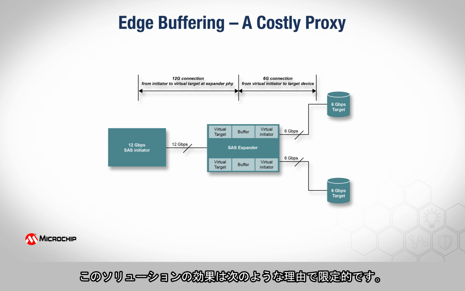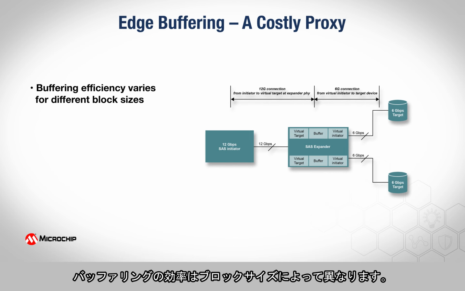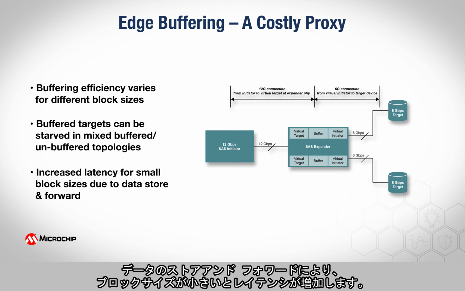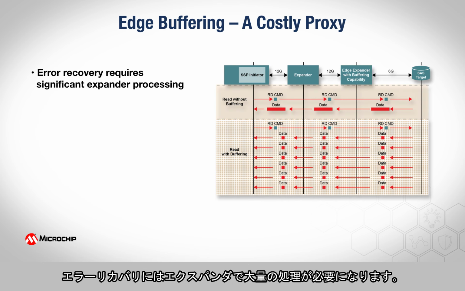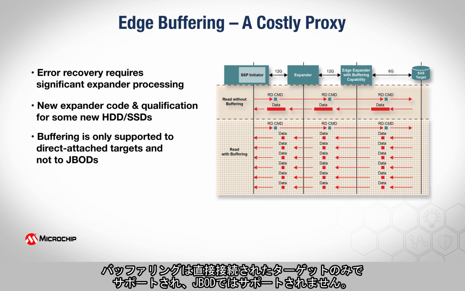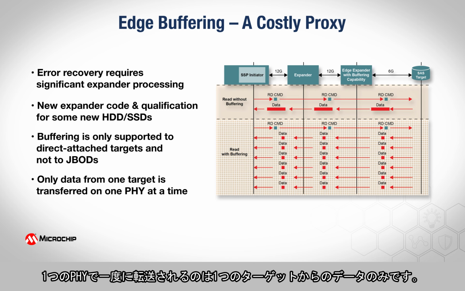The effectiveness of this solution is limited because buffering efficiency varies for different block sizes, buffered targets can be starved in mixed buffered-unbuffered topologies, and there is increased latency for small block sizes due to data store and forward. Error recovery requires significant expander processing, new expander code and qualification for some new HDD SSDs. Buffering is only supported to direct attached targets and not to JBODs, and only data from one target is transferred on one PHY at a time.